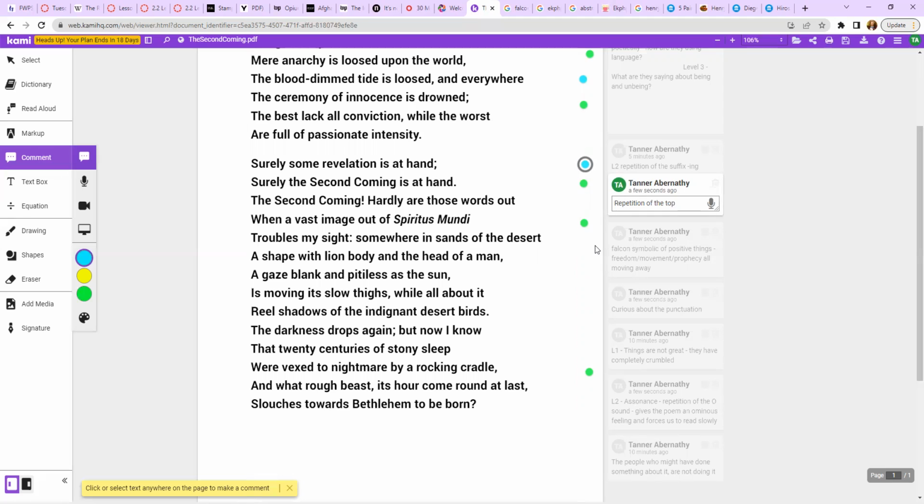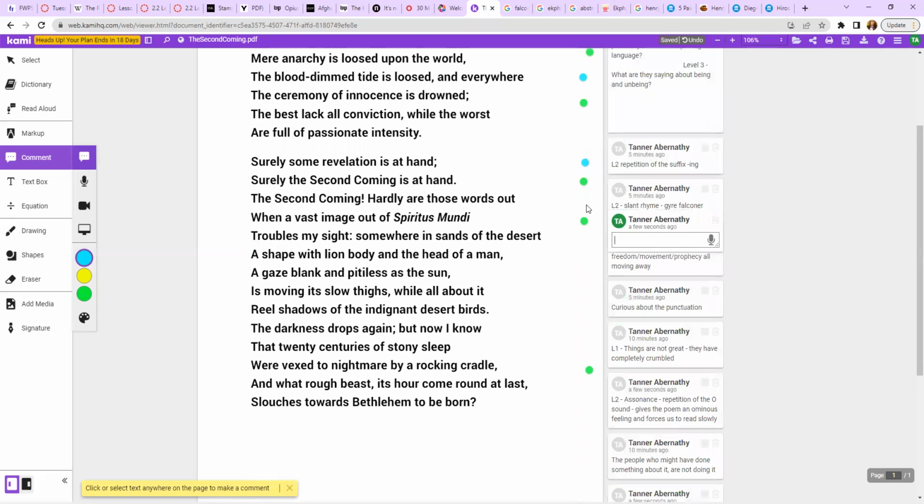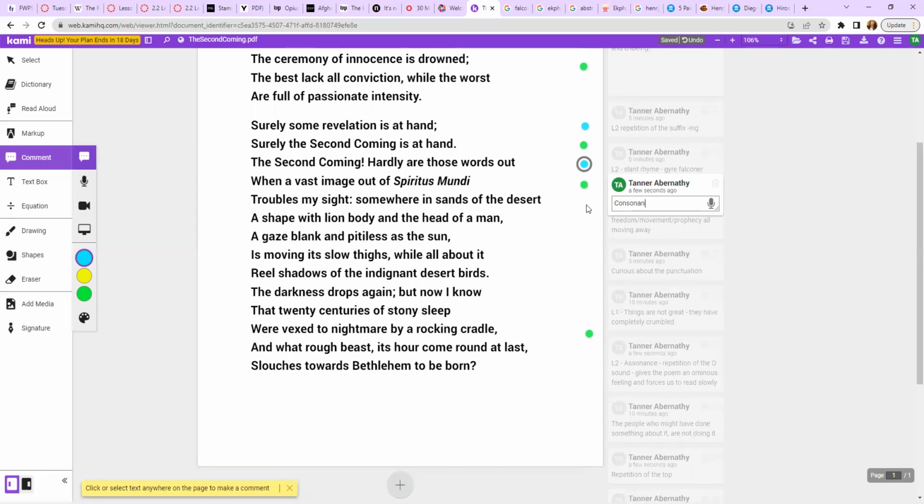So let's think about some of the things going on here. Surely, second coming, spiritus mundi, sand, sight, shape, vast words. So here's the other side. There's assonance and there's consonance, right? So consonance is the repetition of a consonant sound.